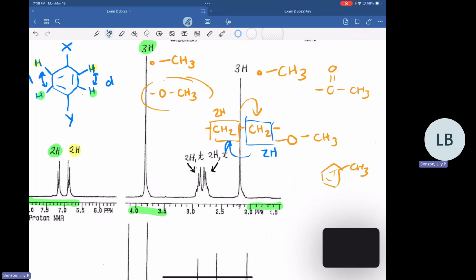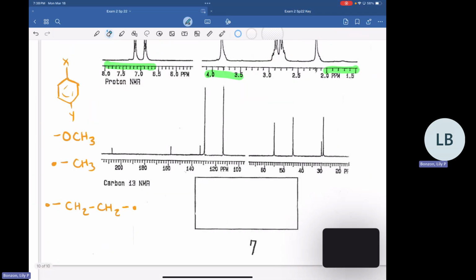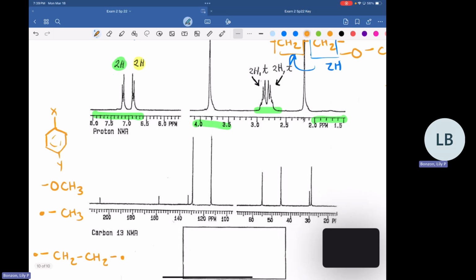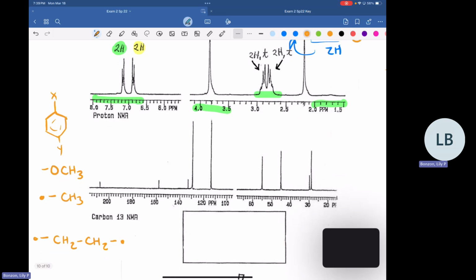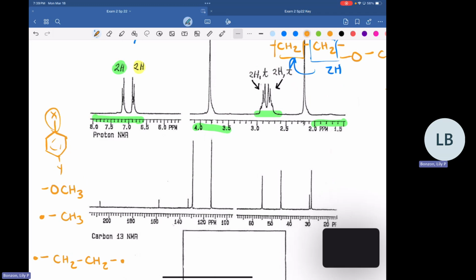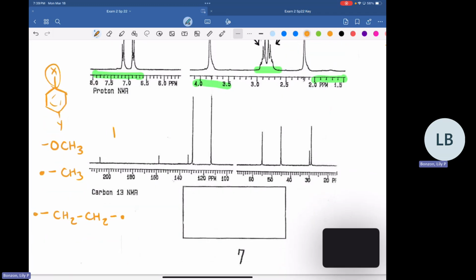Okay, so now we just need to put this together. The 2H triplet peak is also kind of far downfield, not too bad, but it's about 2.8, I would say. So that's not as far as being connected to an oxygen maybe, but that would be far enough for it to be connected to the benzene ring. So I'm going to start putting my benzene together. I'm going to say we have our CH2 connected there.